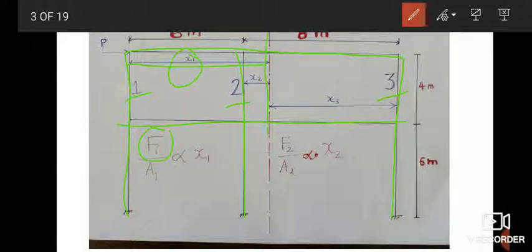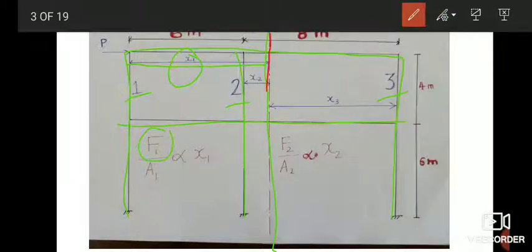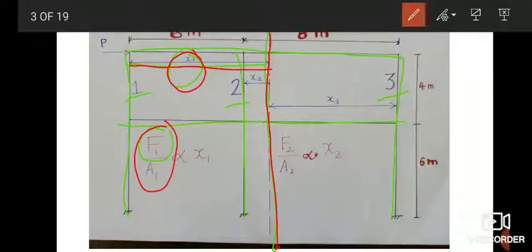So this is our centroidal axis. Let me use another color. This is our centroidal axis. The distance of this column to the centroidal axis is nothing but x1. So the axial stress is force by area. Let the axial force be F1. So F1 by A1 is directly proportional to x1.